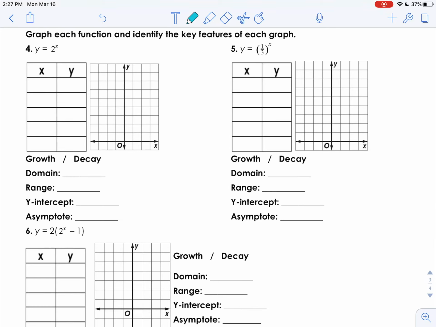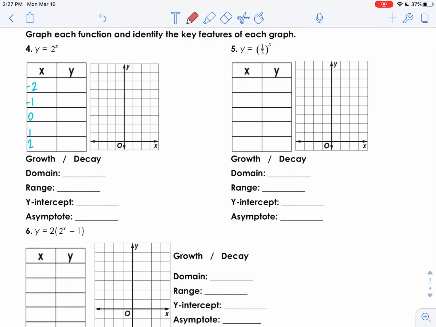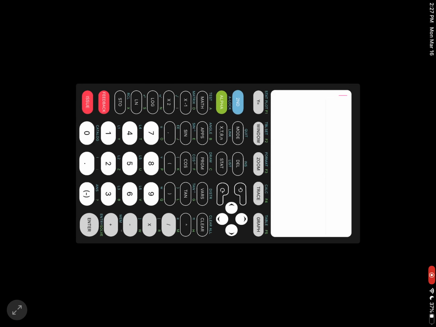So if I'm looking at number 4, I've got y equals 2 raised to the x power. So I'm going to start by just picking my x values. I'm going to pick -2, -1, 0, 1, and 2. And I'm going to plug those in for x. So when I plug those in, I'm going to get y equals 2 to the -2. So remember, I can kind of use my calculator here. 2 to the -2 means that it's going to be sent to the denominator.